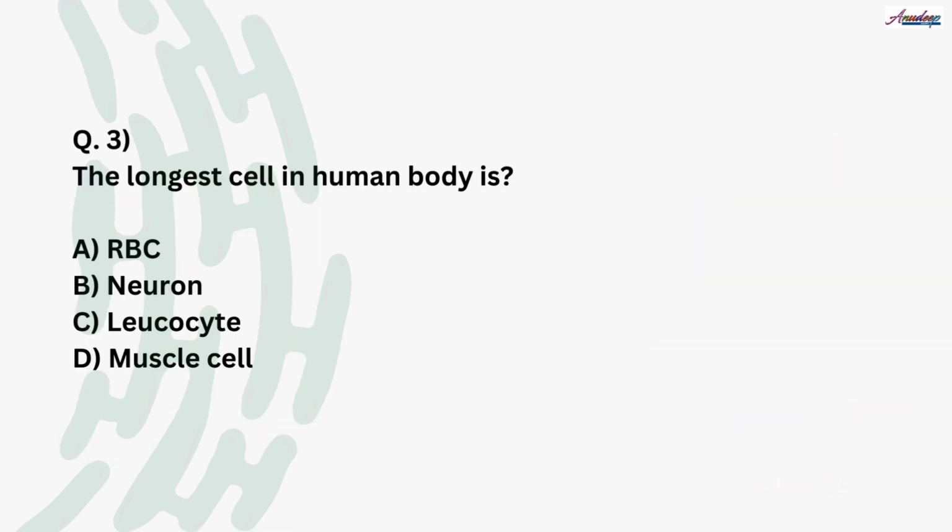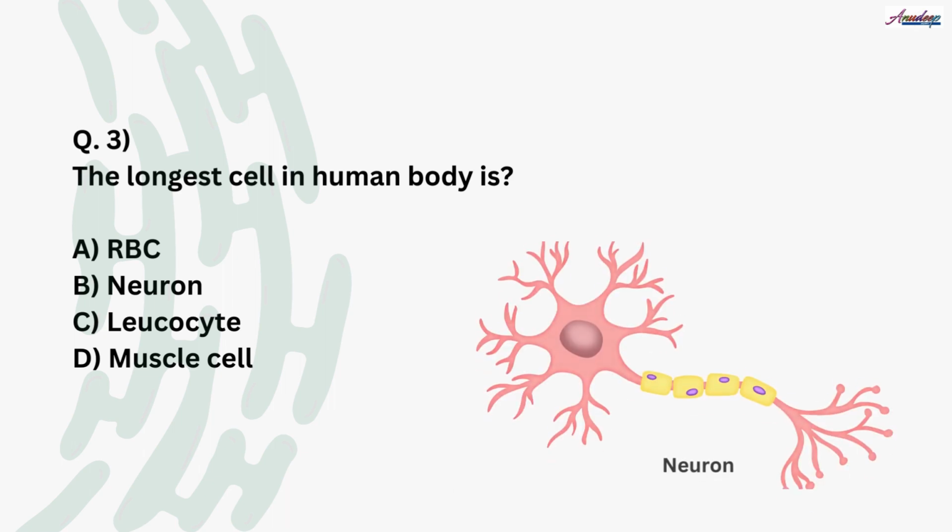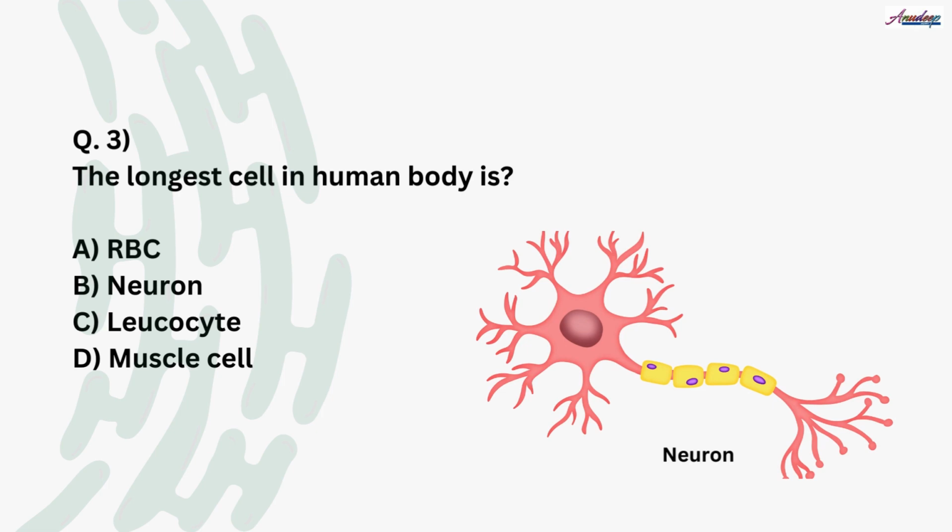Amoeba. Number 3, the longest cell in the human body is A. RBC, B. Neuron, C. Leukocyte, D. Muscle cell. So C, Leukocyte, means white blood cell. White blood cell is also called leukocyte. The right answer for this question is B. Neuron. It is the longest cell in the human body.